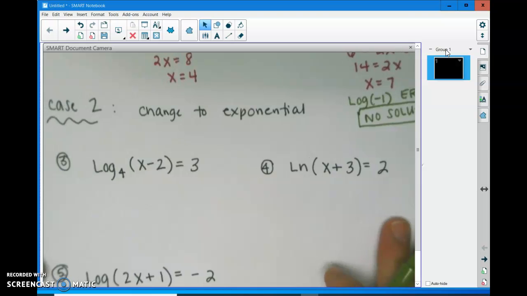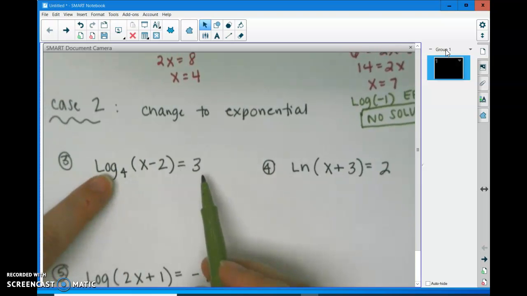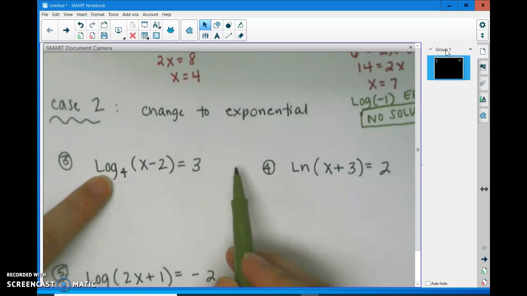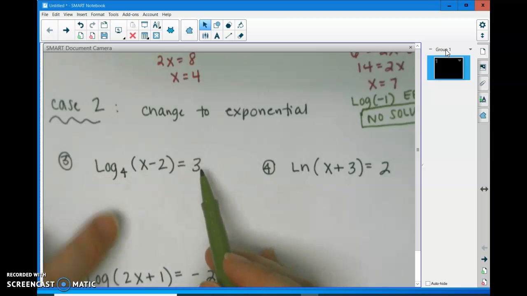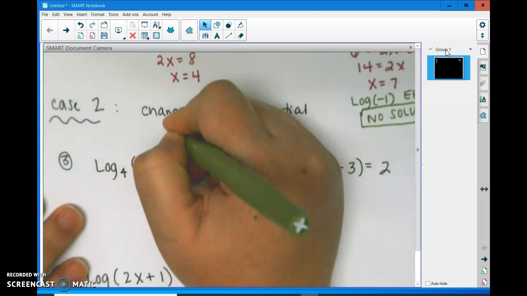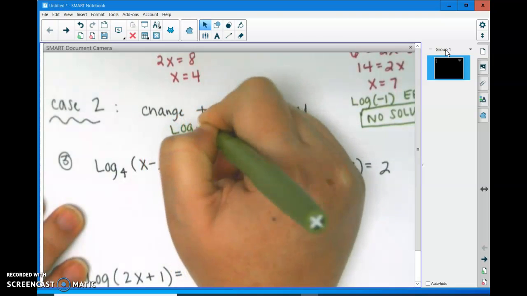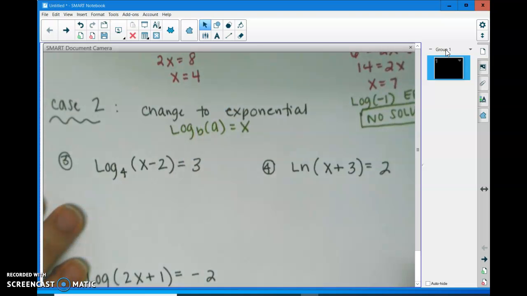All right, case number 2, these do not have a log on both sides. So you're going to know that you need to do it this way when you look over at the right-hand side and you don't see a log. So I'm going to have to change this to exponential form. So it has to look like this, before I can do this step.